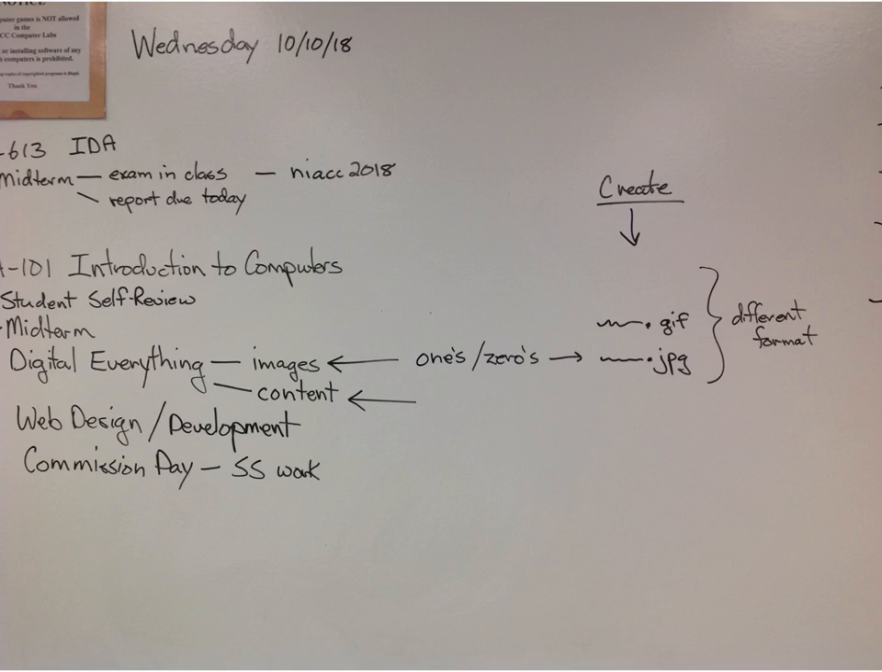So we talked a little bit about, for example, create an image, GIF, JPEG. These are the different formats that make up some image. We use those extensions to represent it. It's all represented in ones and zeros.